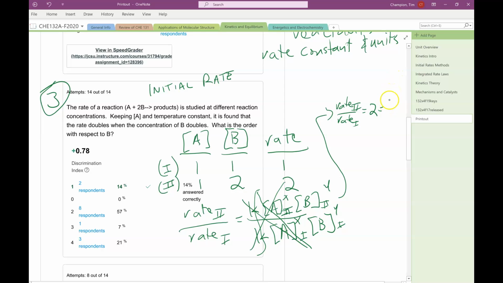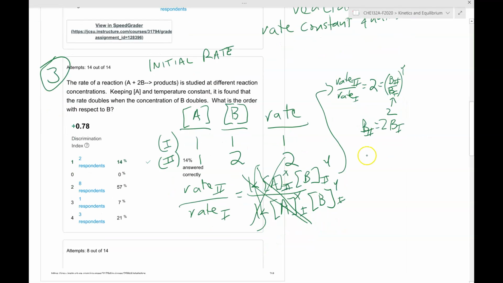B2 over B1 concentration to the y, and we're also told that when we doubled that, B2, whatever it is, is equal to 2 times B1. So I have 2 is equal to 2 to the y, and the value of y that makes that correct is that y equals 1. So the order with respect to B in this reaction is 1.